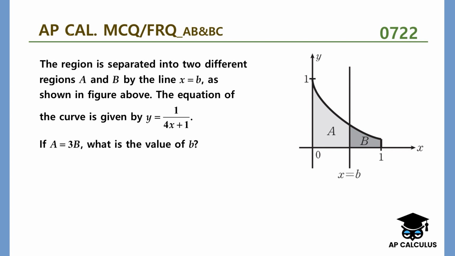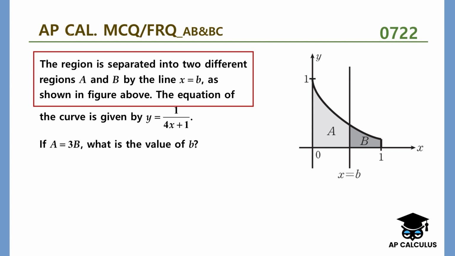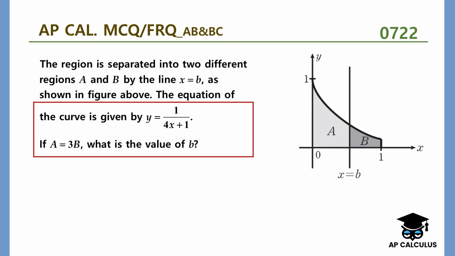Question 722. The region is separated into 2 different regions A and B by the line x equals b as shown in the figure above. The equation of the curve is given by y equals 1 over 4x plus 1. If A is equal to 3B, then what is the value of b?